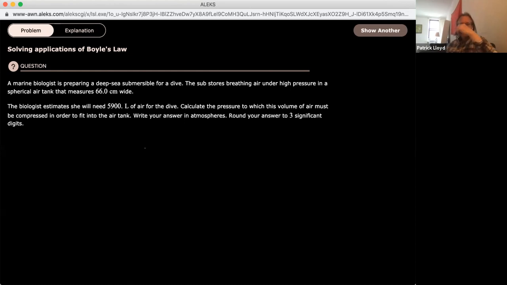So let's draw a little picture so I can show you what's happening. So you've got this little sphere, and they tell you how wide it is. So the diameter is 66.0 centimeters, okay? So from that, you can get a volume. Now, how do you figure out the volume? What's the equation for the volume of a sphere?